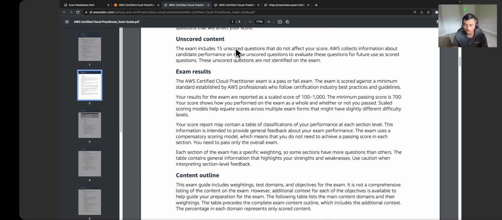Now, there are 15 questions out of the 65 on the test that are sort of beta questions. Those are going to be unscored. So we're not sure what those 15 questions are, but you just know that 15 out of the 65 questions on the test are unscored questions, okay?